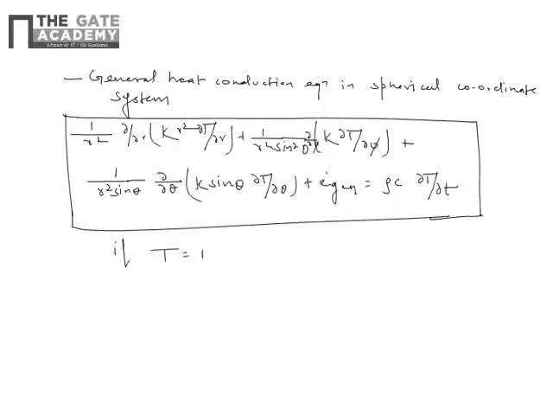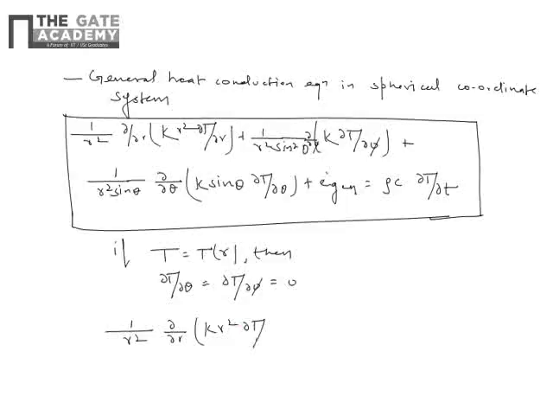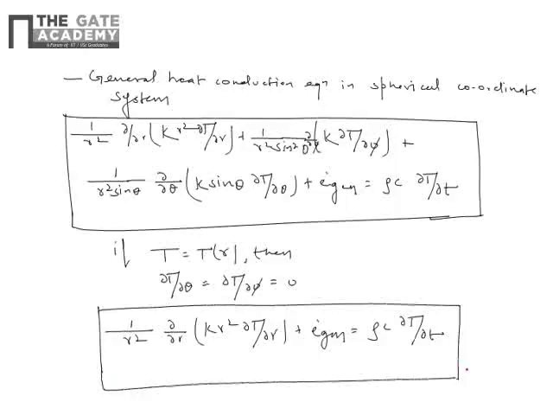If temperature is only a function of r, then del T upon del theta is equal to del T upon del phi is equal to 0. So the heat conduction equation reduces to del upon del r k r square del T upon del r plus E dot gen is equal to rho C del T upon del t. This is the 1D heat conduction equation in spherical coordinate system.